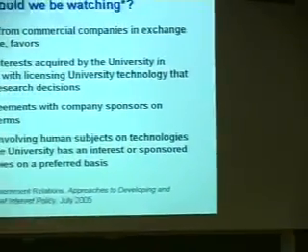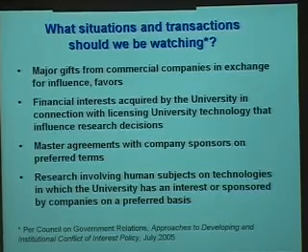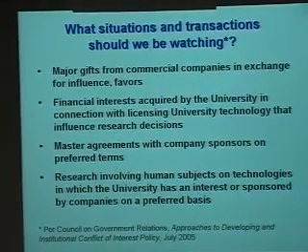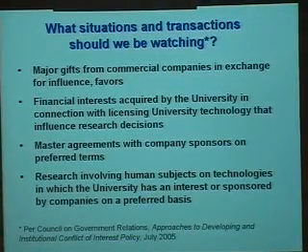So the kinds of situations and transactions that we're watching from an institutional standpoint have a lot to do with those kinds of benefits to the institution. So major gifts from commercial companies in exchange for influence and favors, some would call those kickbacks. Financial interests that are acquired by the university in connection with licensing and university technology transfer kinds of deals, the things I talked about earlier about equity for instance. If the university has master agreements with companies and we give them preferred terms because they tell us that if we give them preferred terms on research projects, they will give us $60 million in the gift fund or whatever.